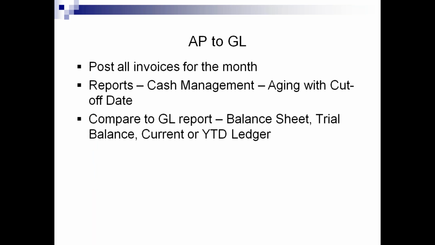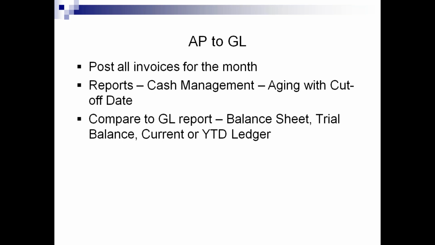All right, the first reconciliation that we're going to look at is the AP to GL reconciliation. You want to make sure that, first off, you have all entries entered for the month. And then we're going to do this reconciliation manually within AP and GL. We're going to run two reports.